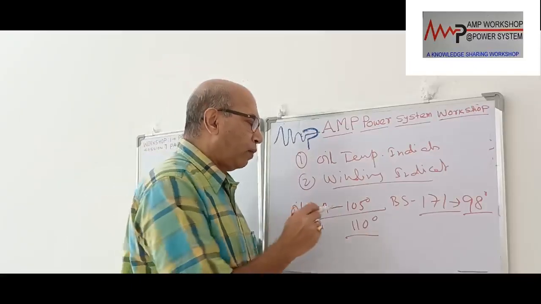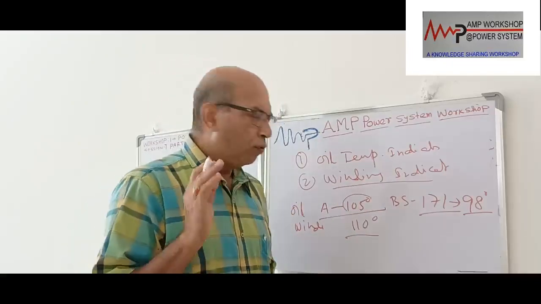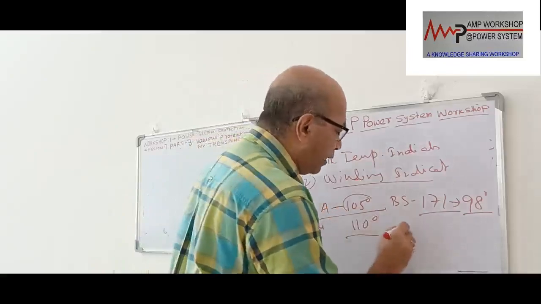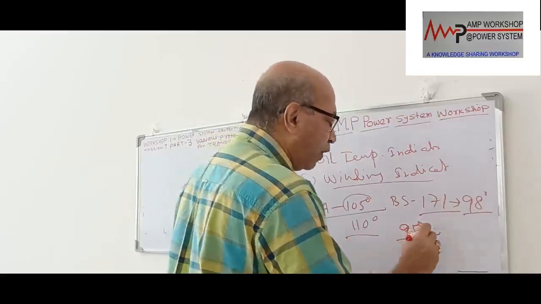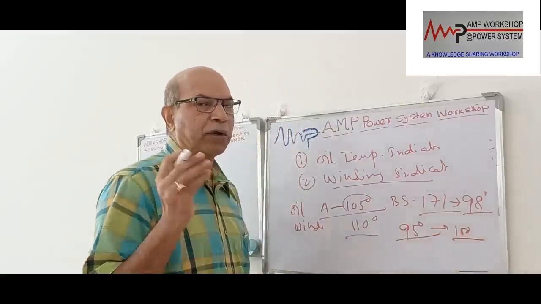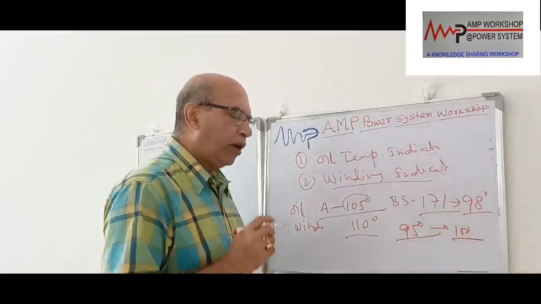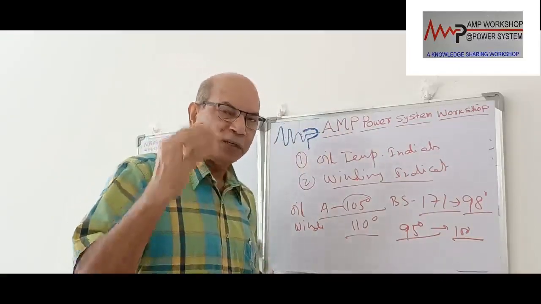Now what we do, we generally don't allow the temperature to go up to 105 degrees. We allow up to 95 degrees for normal operating, and if it goes further we allow up to 100 degrees, and after that we don't allow the transformer to operate. So when it operates at 95 degrees centigrade, that means we allow the temperature rise of oil.